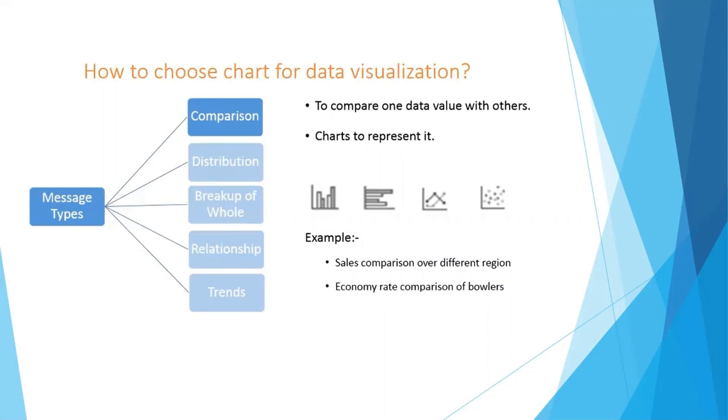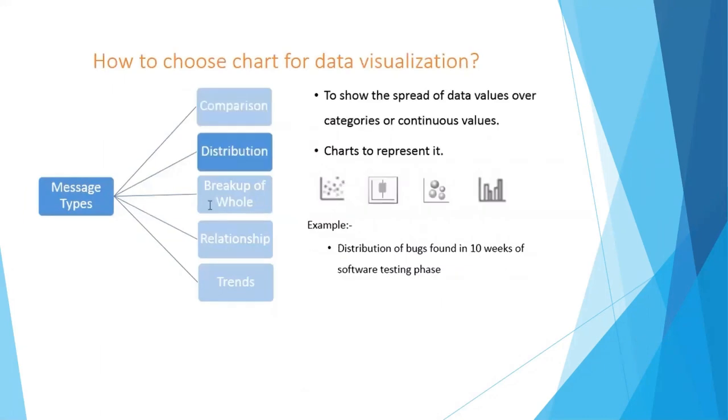Then when we come to the distribution, we have a bubble chart, we again have a column chart, then we have a box and discrete chart. This is also there, it will work. And there is the scatter chart. So for distribution of the data, if you want to show it, you can use these.